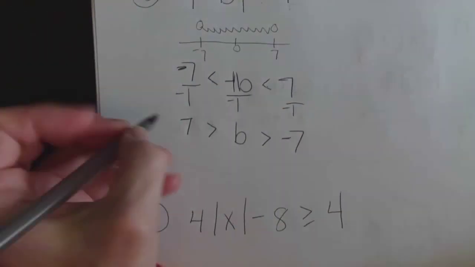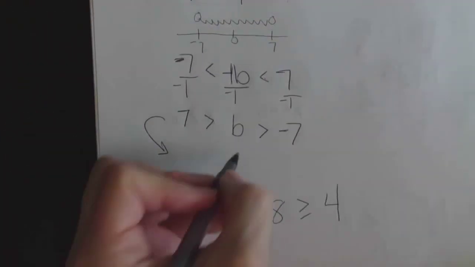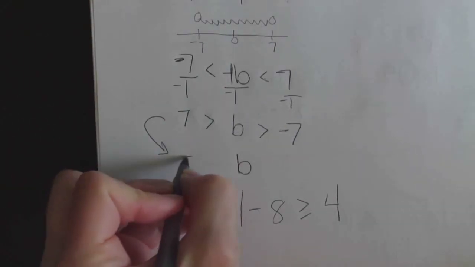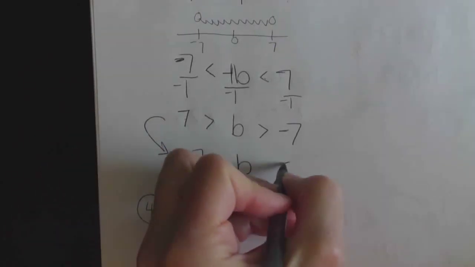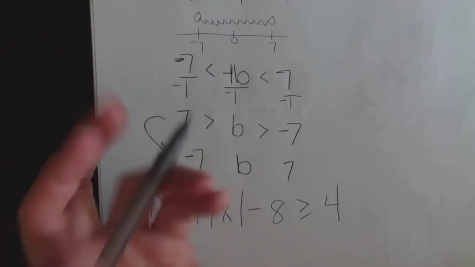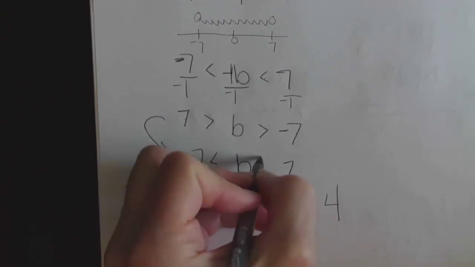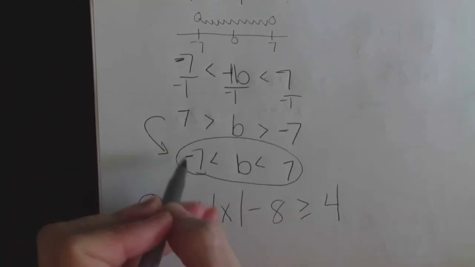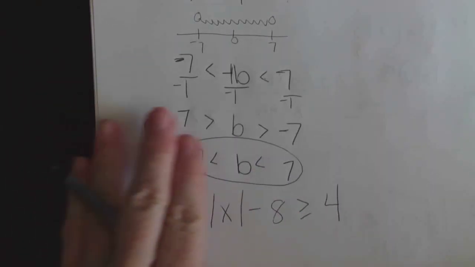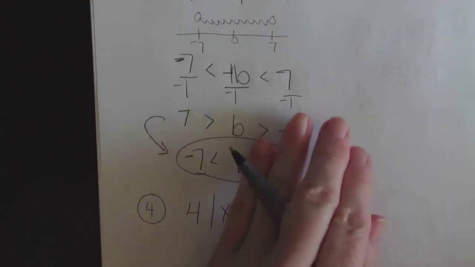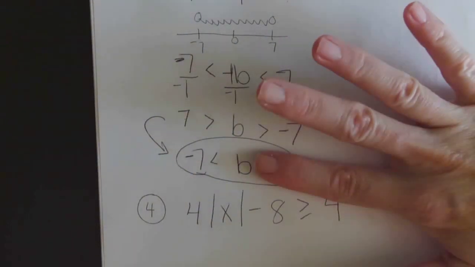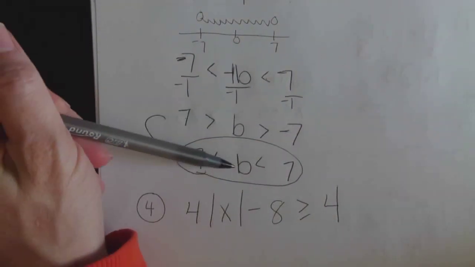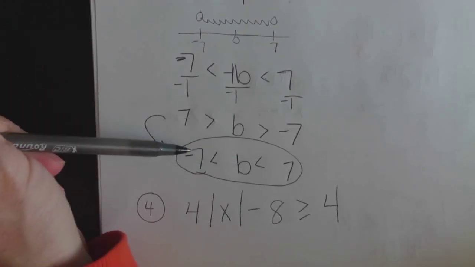Now, oftentimes we don't leave compound inequalities in this form. This is my final answer, but I want to rewrite it so that my b stays in the middle, my smaller number goes on the left, and my bigger number goes on the right. Because I did like a 180 here, I'll just flip my signs one last time. So final answer, b must be between negative 7 and 7. It's less than 7, but greater than negative 7.